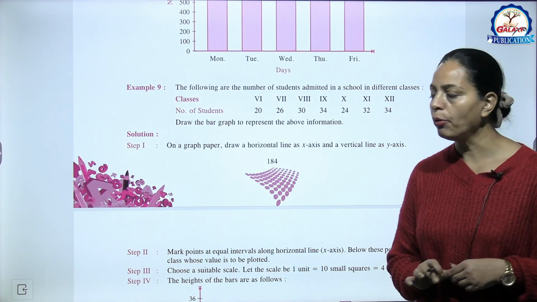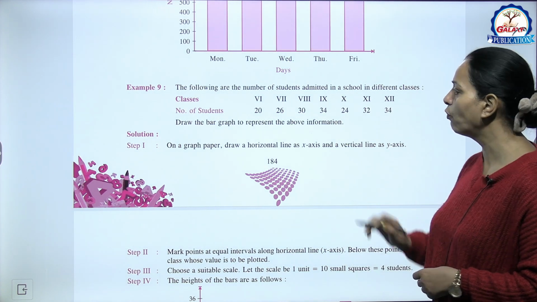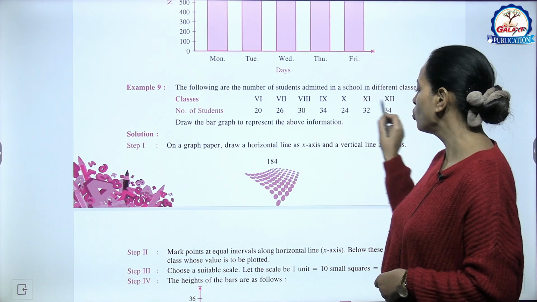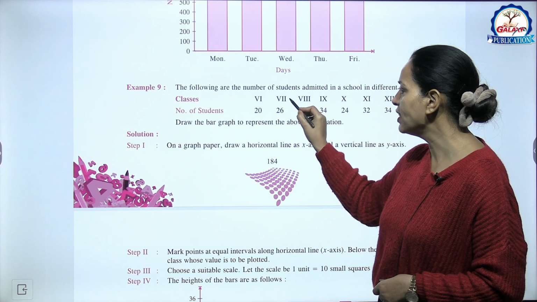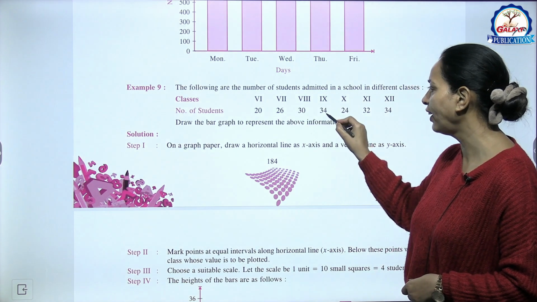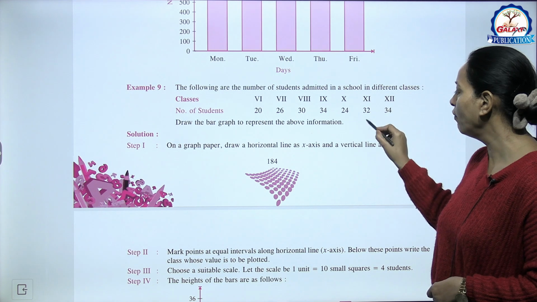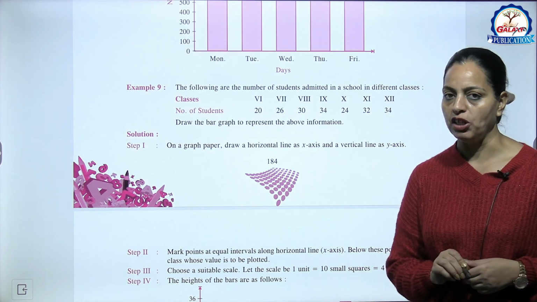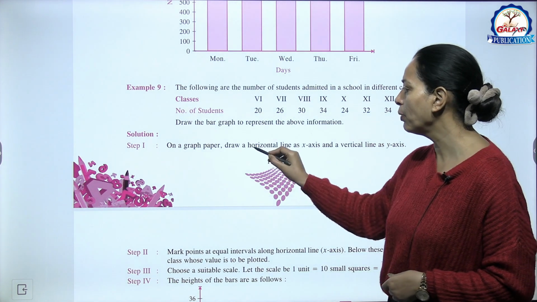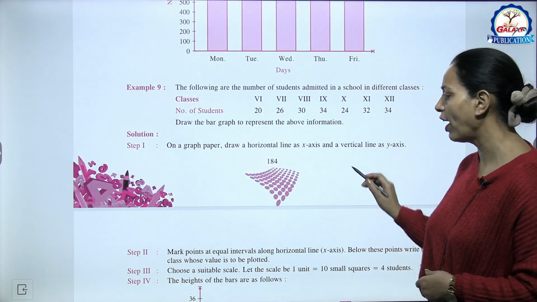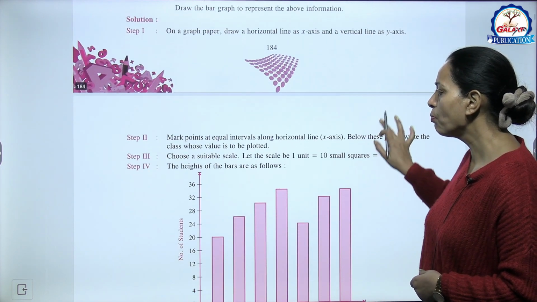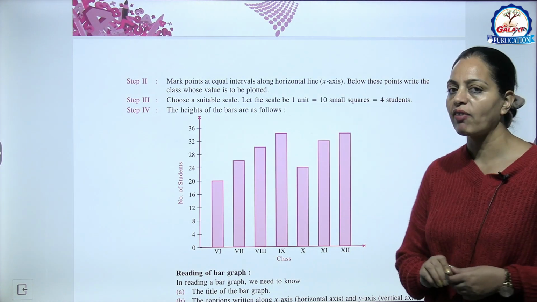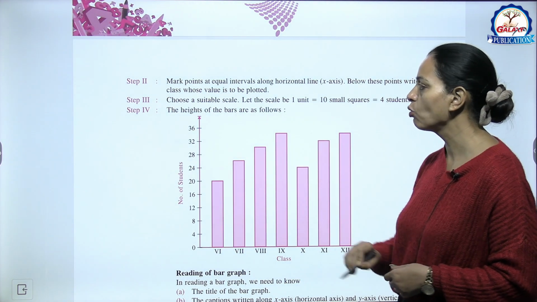The following are the number of students allotted in a school in different classes. So classes and number of students given: 6 to 12 classes. 6th में 20, 7th 26, 8th 30, 9th 34, 10th 24, 11th 32, 12th 34. So draw the bar graph to represent the above information. So step 1, on a graph paper draw 2 lines, x-axis and y-axis. Now step 2, mark points at equal intervals along x-axis. Below these points write the class whose value is to be plotted.